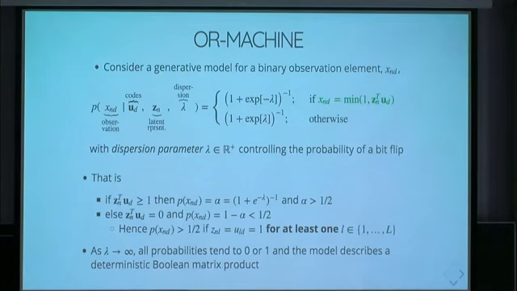Okay. Now, clearly, you could show simply that as lambda goes to infinity, you're going to get back to the original Boolean matrix factorization, where the generative model would switch all the x's on or switch them all off, depending on the corresponding latent factor.